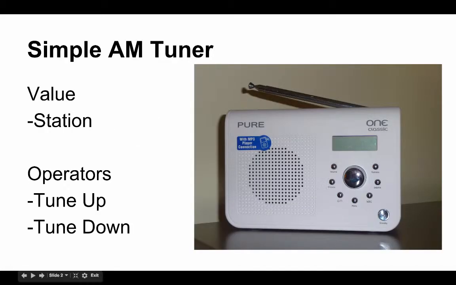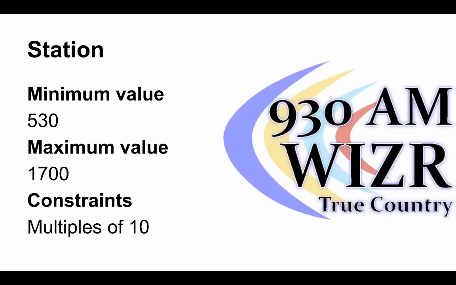So let's begin on the AM radio tuner. The simple AM radio tuner just needs to know what station we're on, and the operators are going to be to tune it up or tune it down. Really, that's all there is going to be to it. So for instance, the minimum station value is going to be 530, and the maximum station value is going to be 1700.